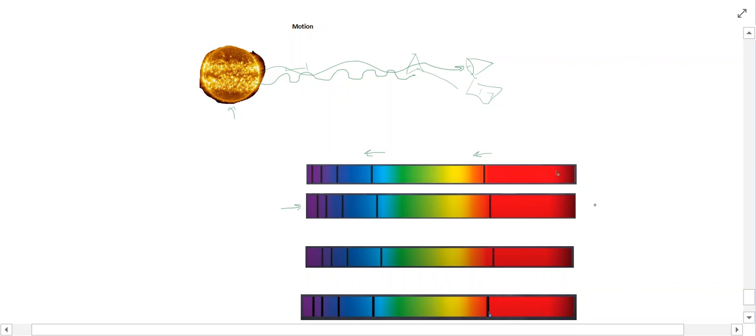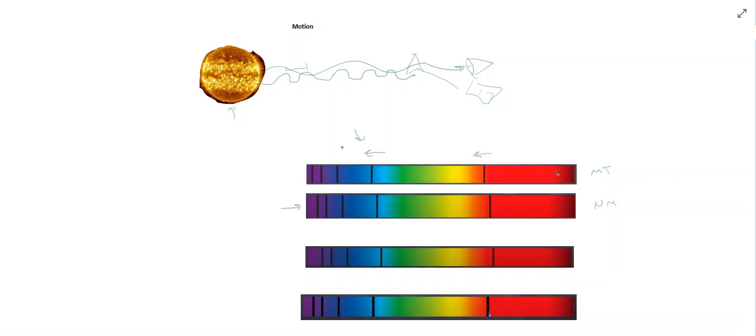So you can see here, this is where it's not moving, and this is where it's moving towards you. The wavelengths get bunched up and become shorter, and as a result the spectra shifts to the left, and this is what's known as a blue shift. If you see a spectra like that, it indicates that this particular star is moving towards the observer, because the wavelengths get shorter. It's kind of like the Doppler effect.